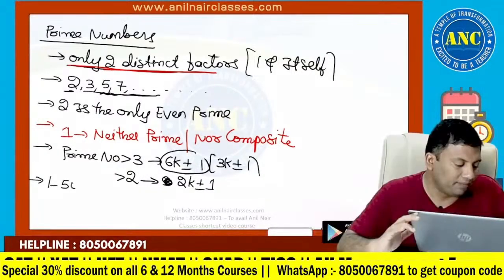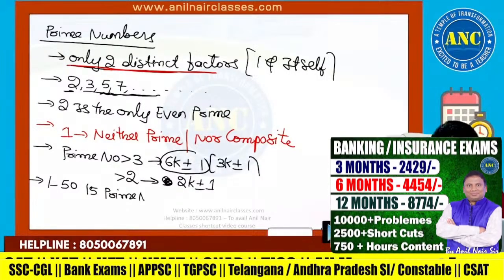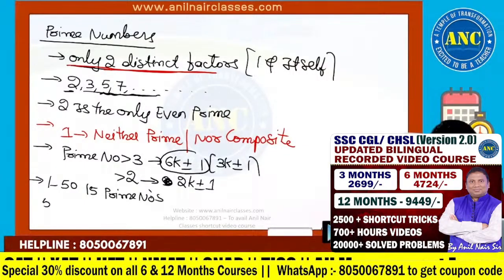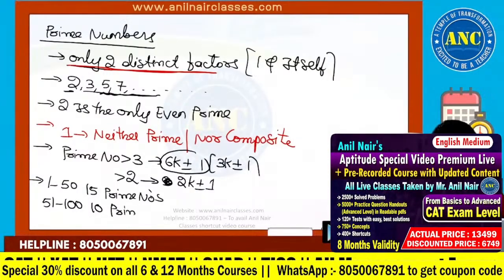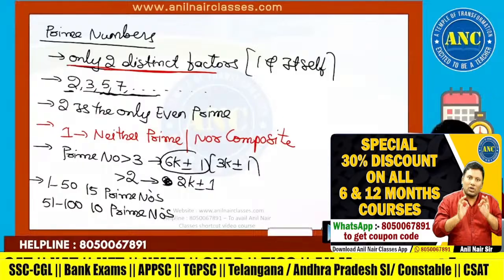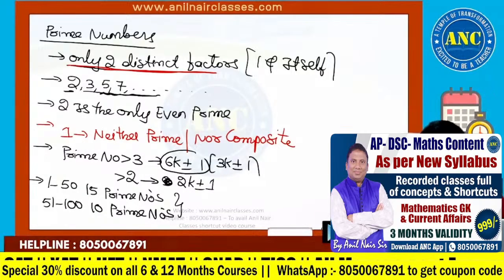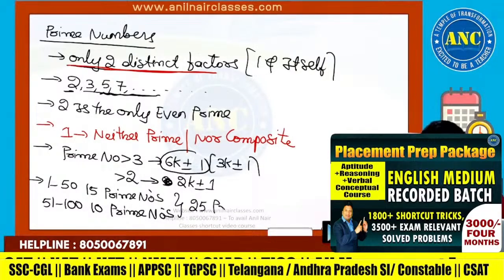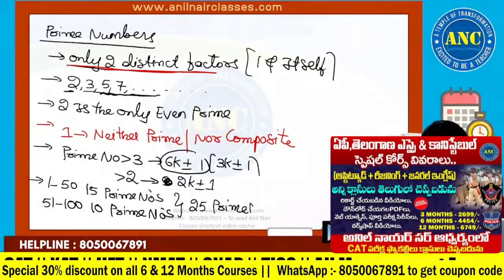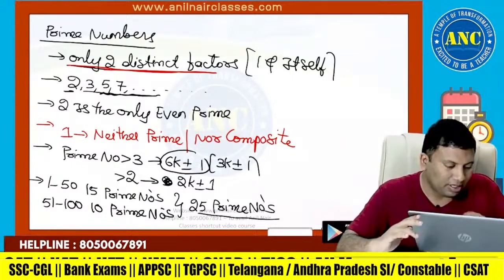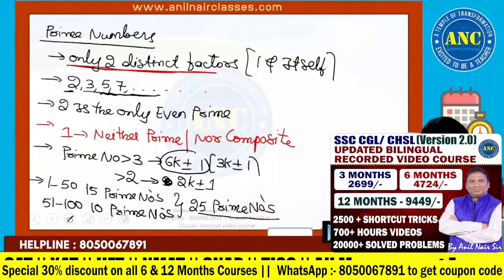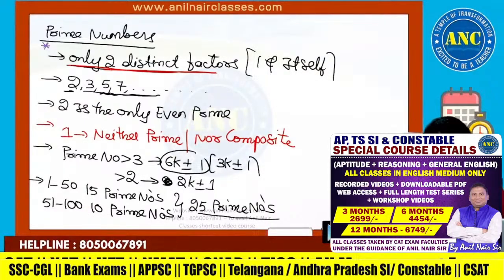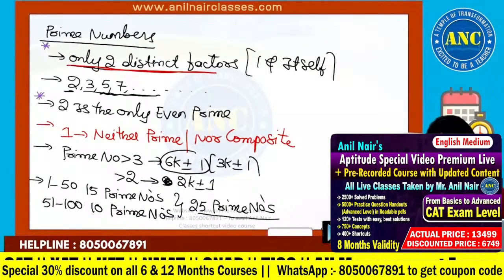From 1 to 50, 15 prime numbers exist, and from 51 to 100, 10 prime numbers exist. Total 25 prime numbers are there from 1 to 100. This is also a very important key point. Now, based upon these key points, let us solve a lot of problems.